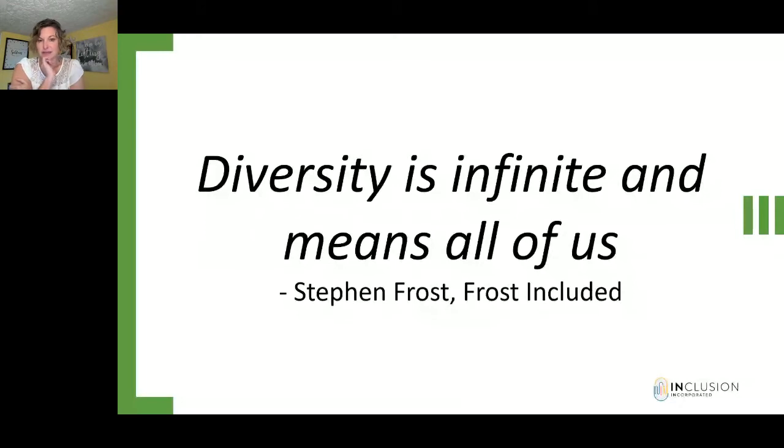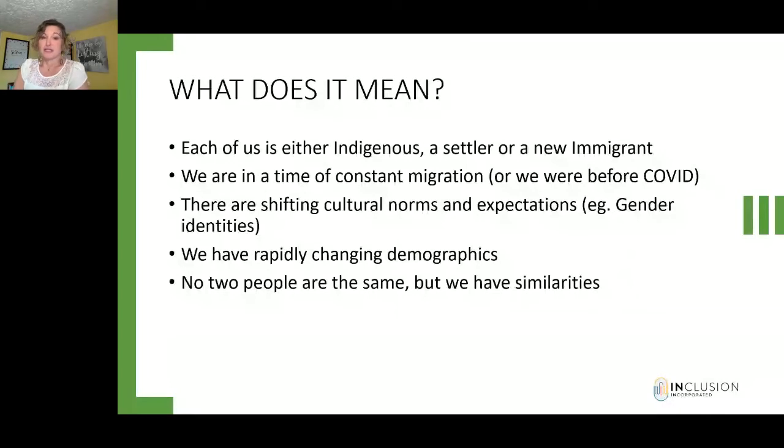And each of us does bring tremendous diversity. We're going to talk a little bit about that today. When we think about that slide we had with some of the demographics, what does this mean? Essentially each of us is either a settler, a new immigrant, or Indigenous to Canada. So how do those identities show up for us, and what does that mean in terms of how we root or nest ourselves in understanding what's going on around us and what we individually need to be successful?